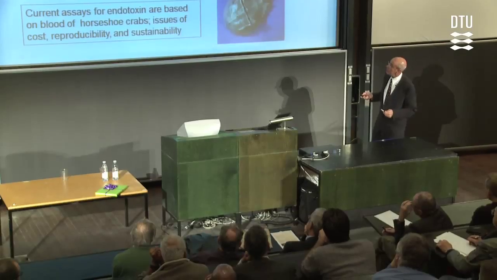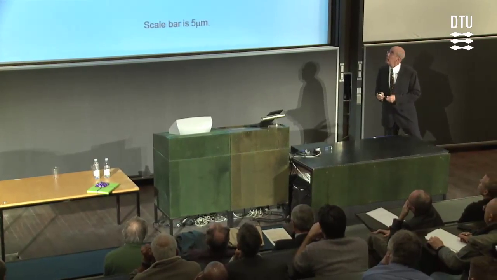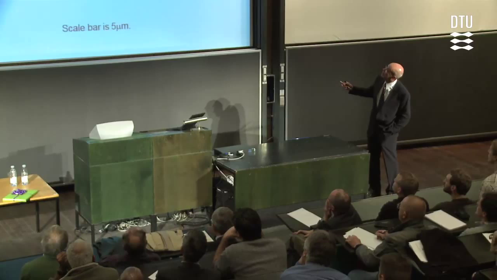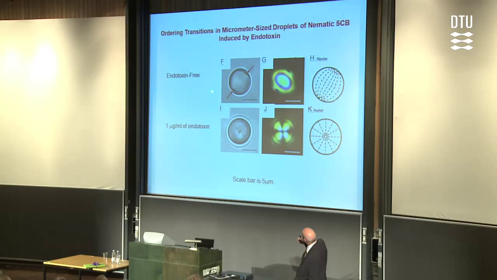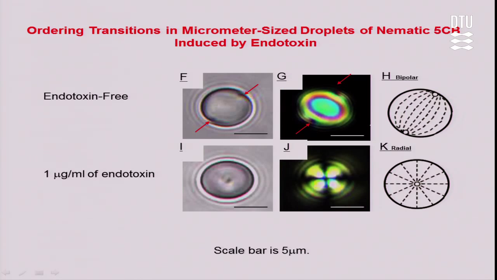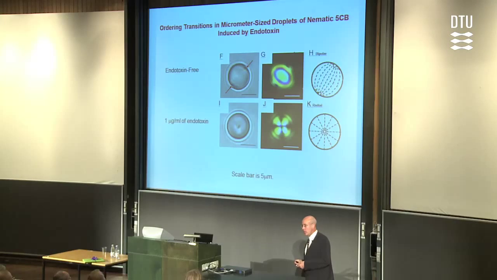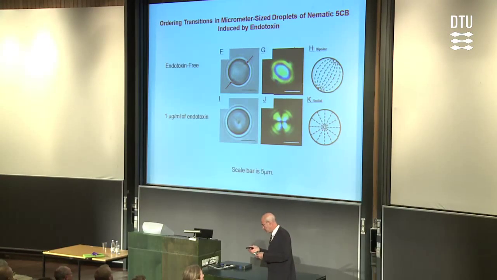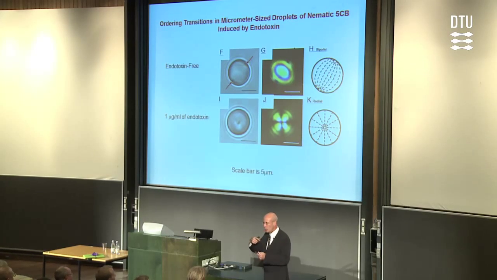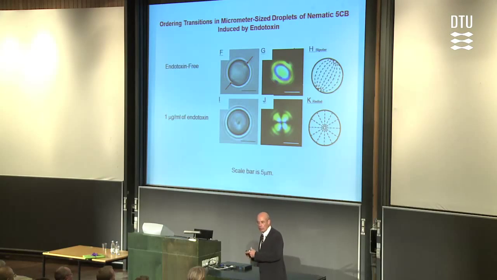So we thought about just trying it out with the liquid crystals. And sure enough, you see that in the absence of endotoxin, you have this basketball shape that I told you before. If you have 1 picogram per milliliter, you actually go from basketball to radial. And the optical signal changes dramatically. So you can definitely detect this transition using, what do you call these things for cells? The flow cytometer. All right, so there's ways of testing for this.